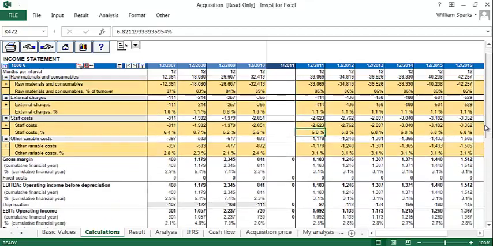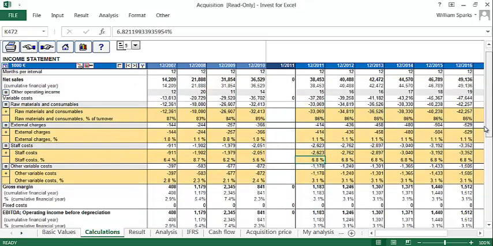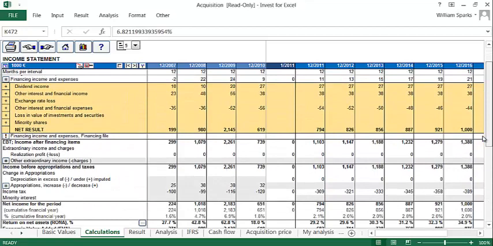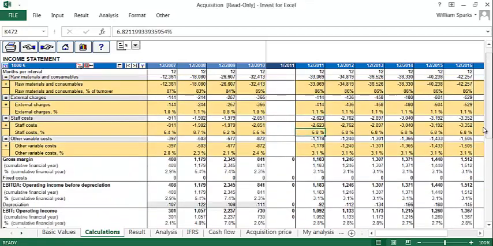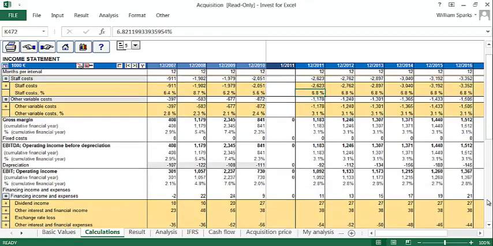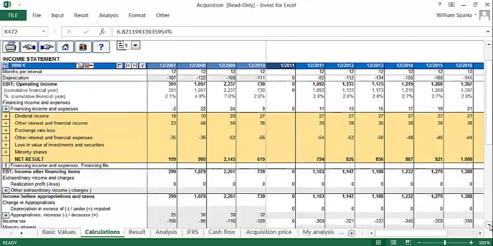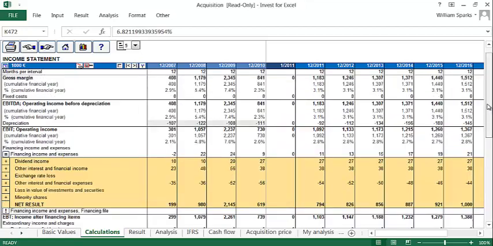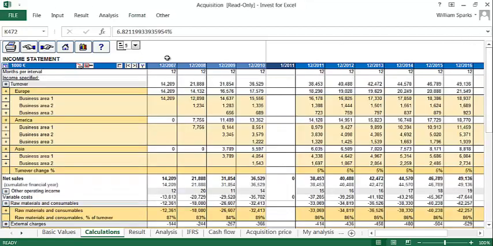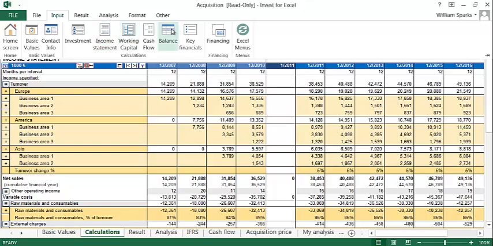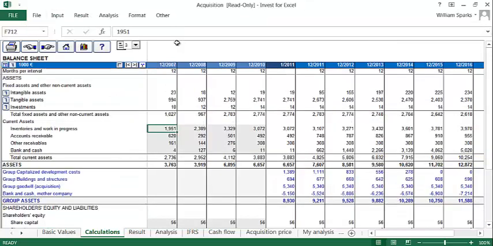And you have some financing costs there, and appropriations and taxes and the historical profits, net income per period in the income statement. Okay, so now the historical income statement is entered, and then you go to balance sheet and you enter historical numbers in the balance sheet. So input balance sheet next.